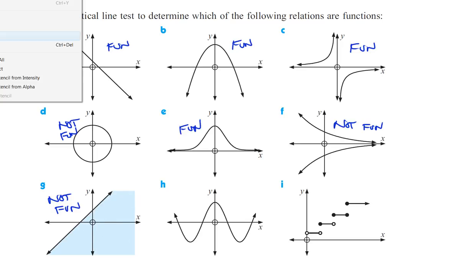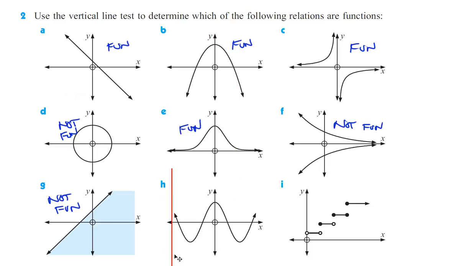Okay, so let's bring our line back. Do our vertical line test. That one passes. That one's okay. So this one is a function.